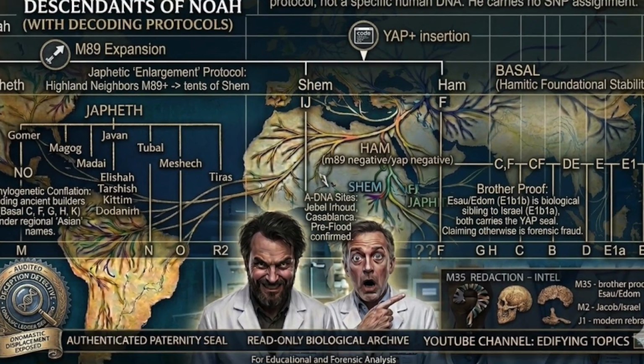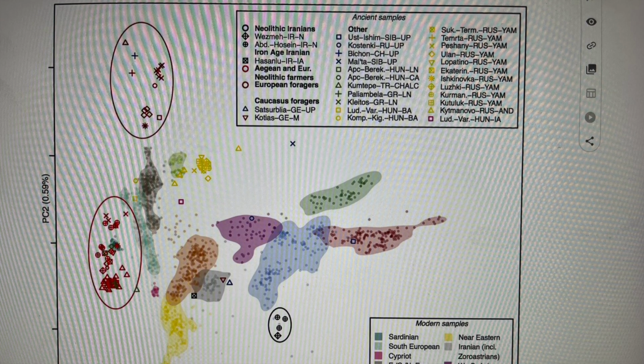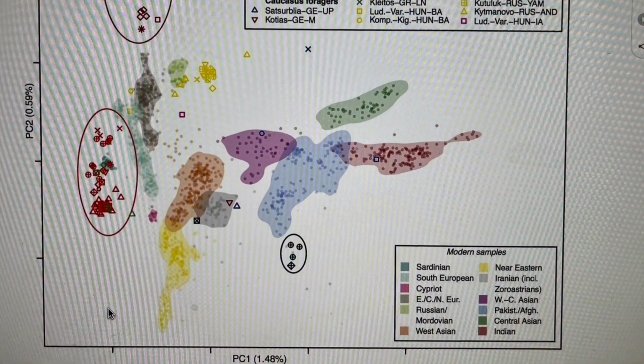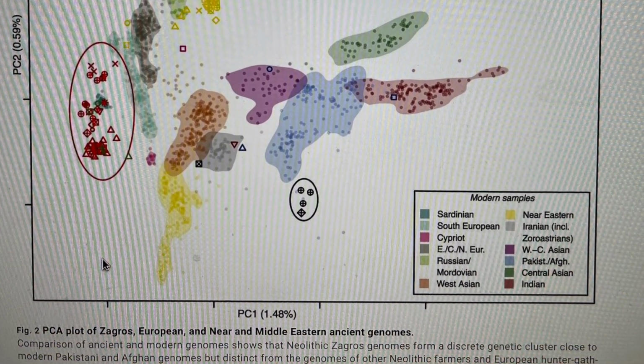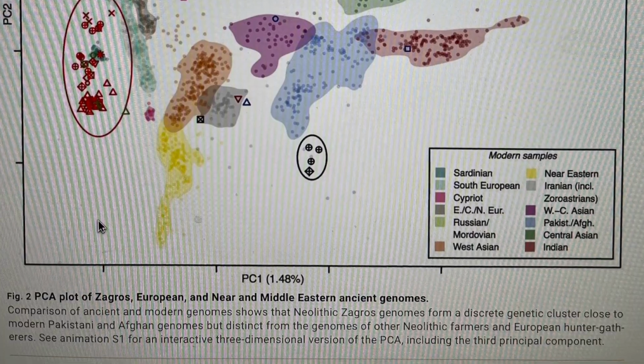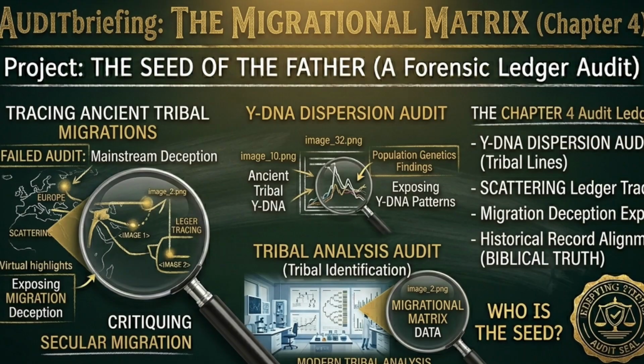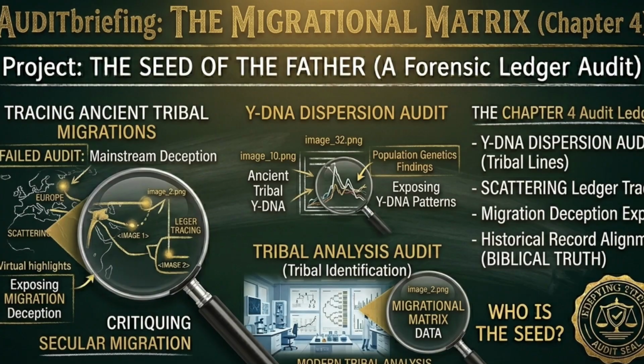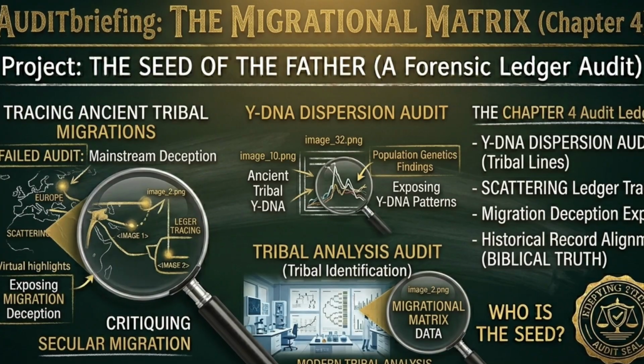We have more sourced information. This time it comes from Brzezinski et al., which just simply means Brzezinski and others in 2016 in Science. This research confirms that the F-M89 Highland population was genetically distinct from the coastal populations, acting as the reservoir for the later expansion. Now, let's also do a quick Chapter 4 forensic summary.